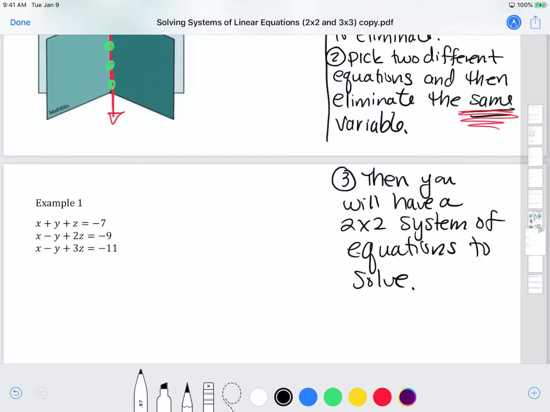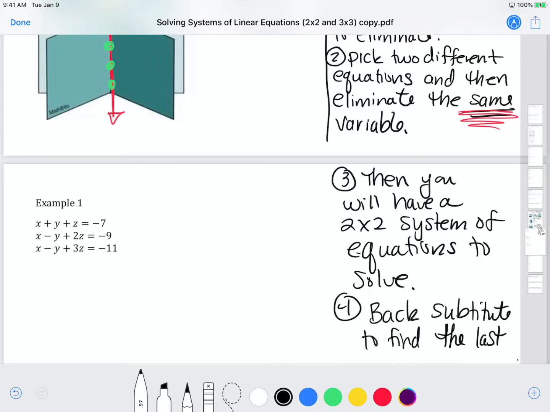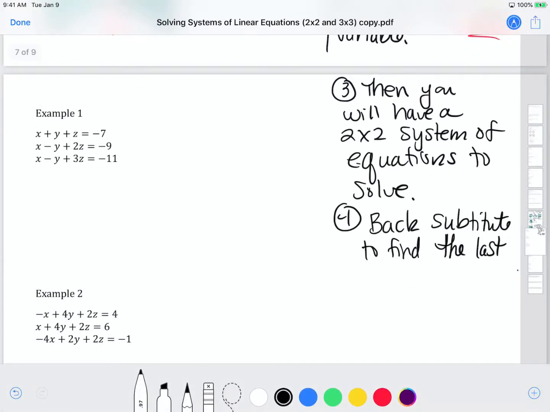Then you're going to have a 2 by 2 system of equations to solve. And then once you do that, you're going to go back. You're going to back substitute to find the last two variables. And then, of course, you can check your answer.